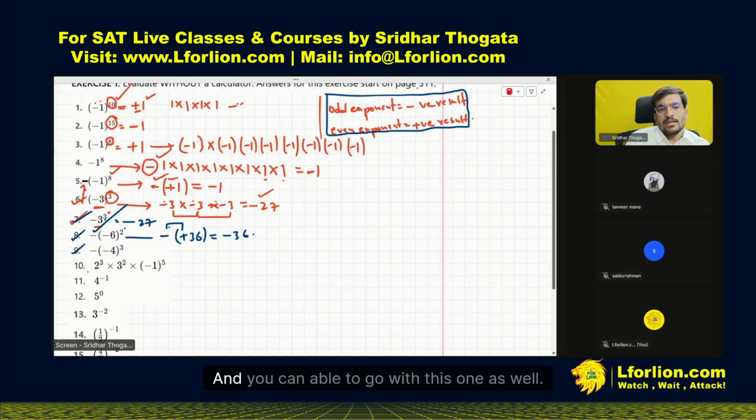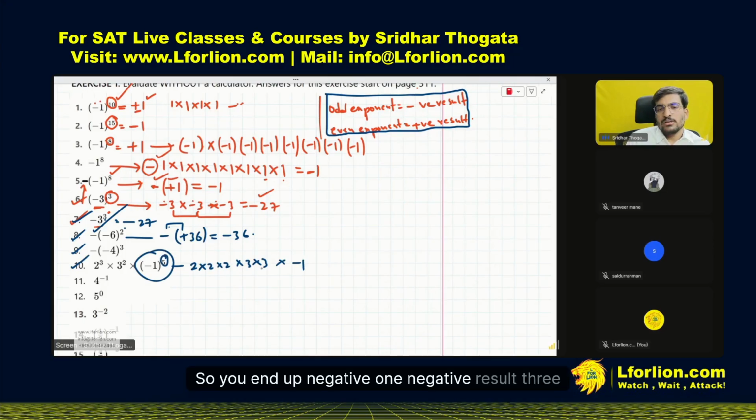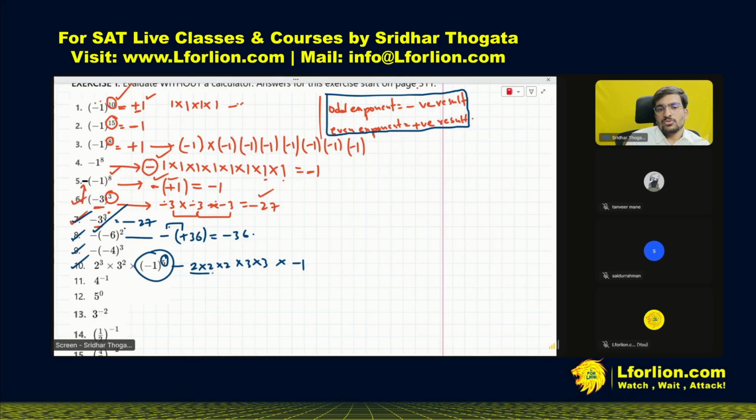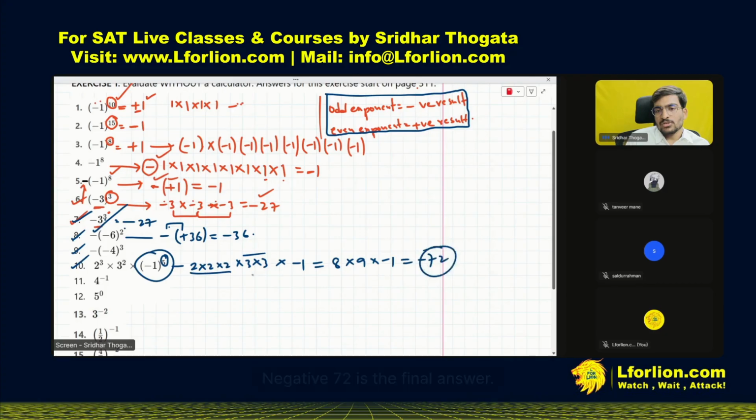I'm skipping, and you can go with this one as well. 10th one, just simple. So 2 into 2 into 2 into 3 into 3 into negative 1 raised to the power of odd. So you end up with a negative result. 3 2s equals 2 2 2, 8. 3 3, 9. Just multiply, and negative 1. 9 8s, or 8 9s, 72. Negative 72 is the final answer.